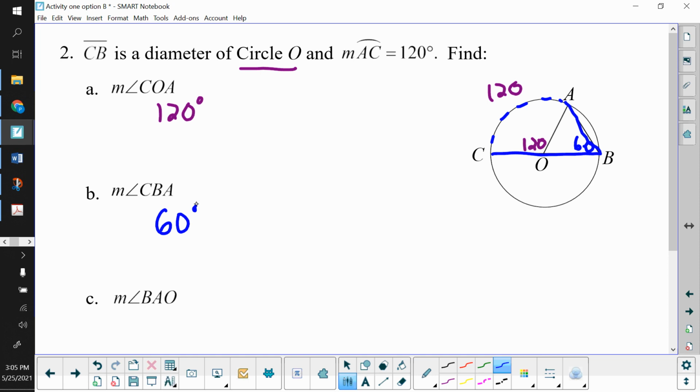Now this last one we want BAO. An important thing to look out for in circle problems is where your radii are because all radii are congruent. So we know all those things are congruent. So because of that, the triangle we know is isosceles at minimum. It might be equilateral. In this case, it's going to be equilateral too, but we know it will be isosceles. So isosceles triangles we've seen have two congruent sides. They also have two congruent base angles. So the angles across from the sides must be congruent.